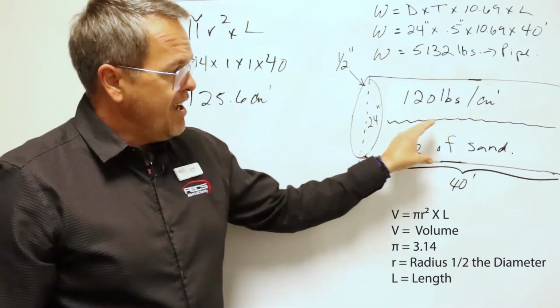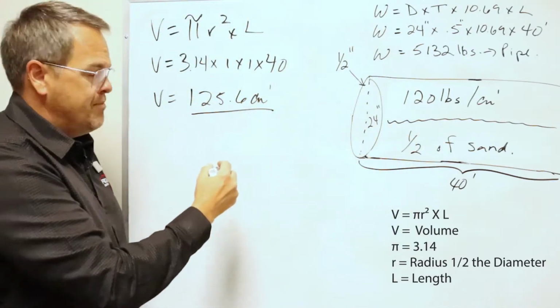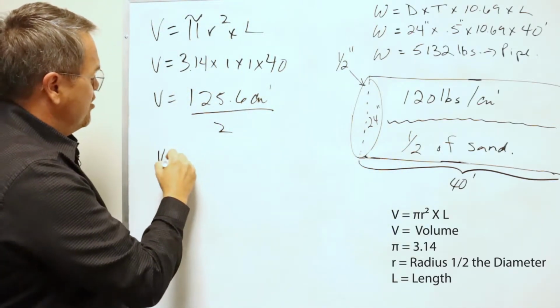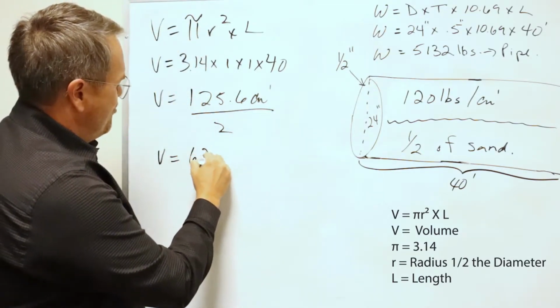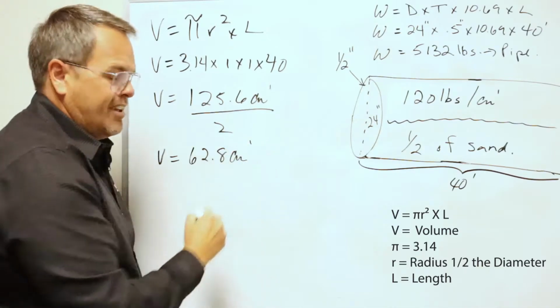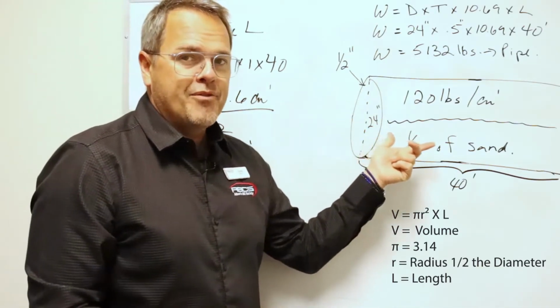That's how many cubic feet are in that entire section of pipe. But that pipe is only half full of sand, right? So we have to divide that number now by 2. So the volume of sand we have in that pipe is 62.8 cubic feet.